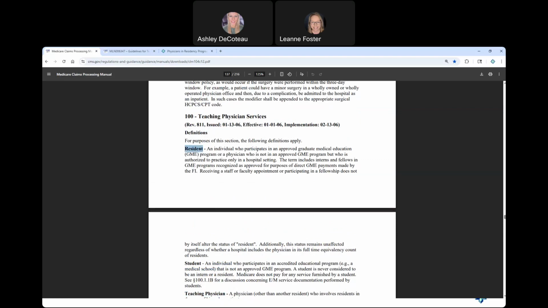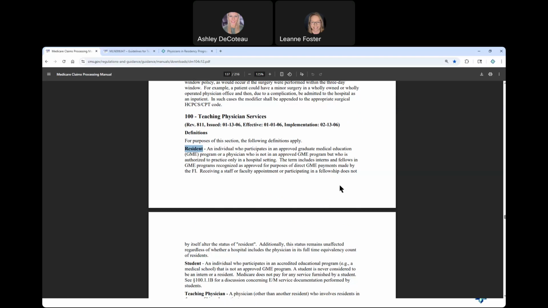So Medicare considers a resident to be either one who participates in an approved graduate medical education program. So this would be those residents who are able to provide services under the teaching physician guidelines we're discussing today. Or a resident could be a physician who is not in a GME program, but authorized to practice only in a hospital setting. So those residents would not meet our teaching physician guidelines.